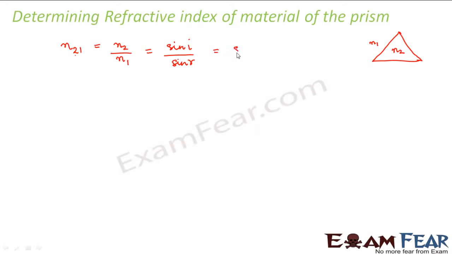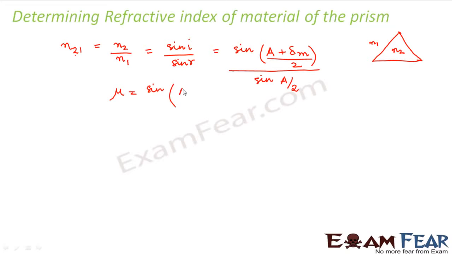Now what is this i? In the previous slides we calculated that the angle of incidence is equal to the angle of prism plus the angle of minimum deviation, divided by 2. So this is divided by sin r. We also saw that the angle of refraction r was equal to A by 2. So we can say that the refractive index of the material of the prism is given by mu is equal to sin of (A plus delta m) by 2, divided by sin A by 2.